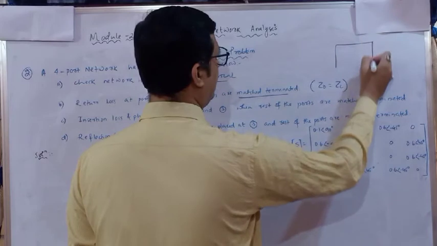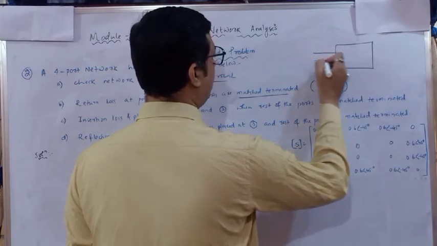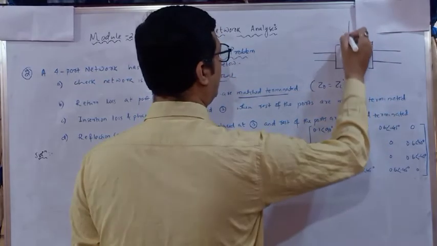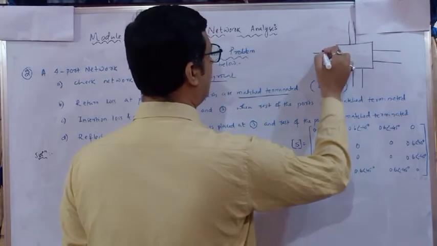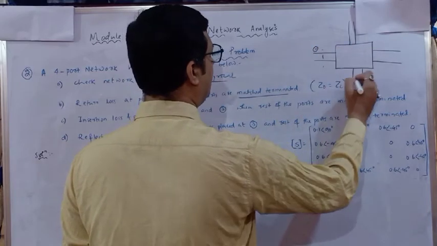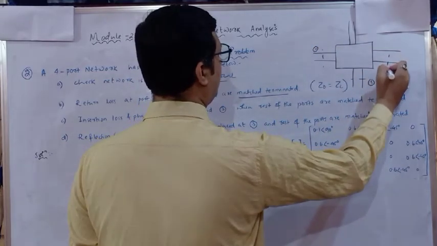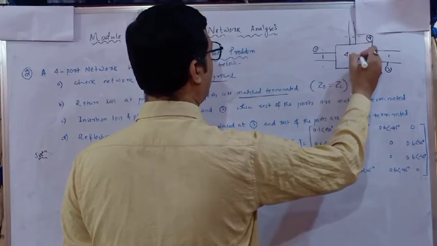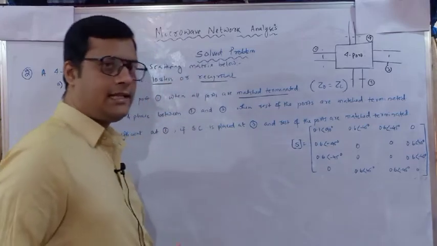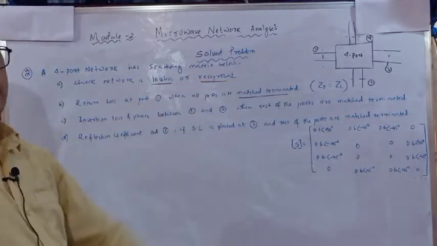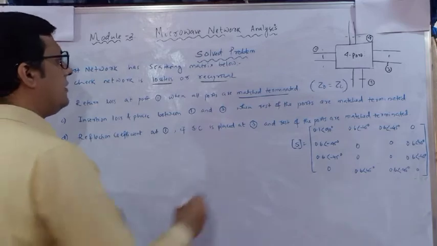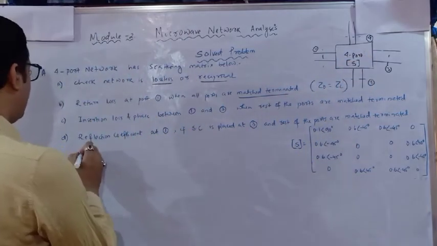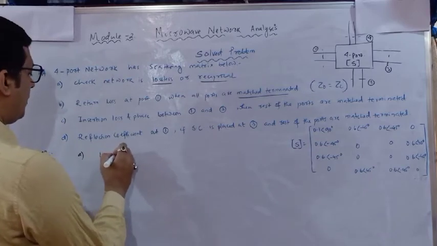Let us consider this is a device. This is the first port, this is the second port, this is the third port and this is the fourth port. So this is port 1, this is port 2, this is port 3 and this is port 4. So it is a 4-port network. Like this we have to consider, and all the parameters are available there. So first I have to check for lossless.